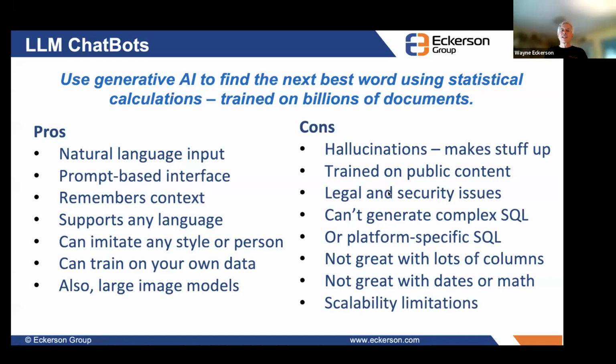It can generate SQL, but not complex SQL. Multi-fact joins are problematic. Querying tables with hundreds of columns is problematic. It's not great with dates or math. And it's got scalability limitations in terms of how much data you can put into it. All that's changing quickly, and those scalability limitations might go away altogether. So this is the underlying technology that's creating this revolution, not only in BI, but in many, many other domains. But certainly we're seeing a huge impact in the business intelligence space.